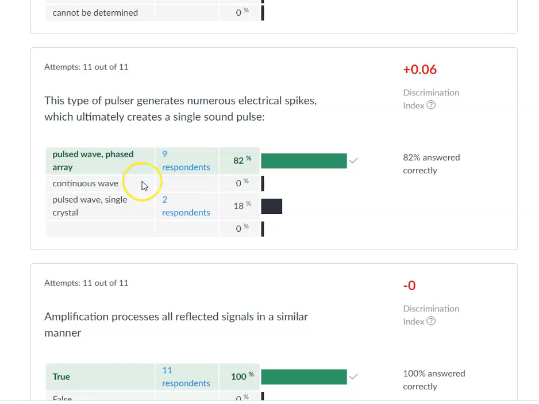A continuous wave is made with a continuous voltage variation, not with pulses. So in the question, it says a single sound pulse. So nobody picked continuous wave. That's good. Pulse wave single crystal would not use multiple electrical spikes to create a single pulse. A single crystal would use a single electrical spike to create the sound pulse.